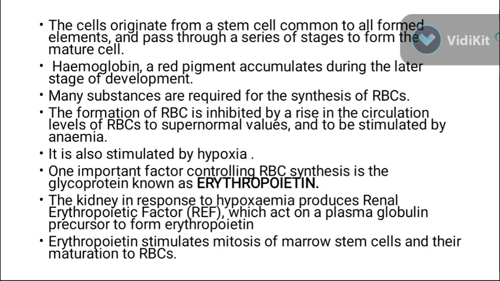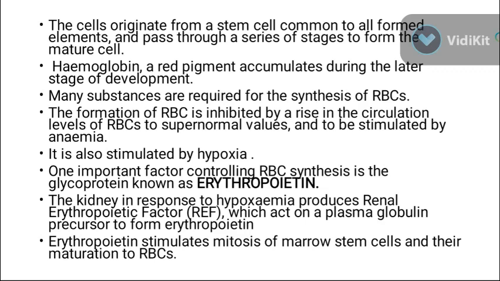Many substances are required for the synthesis of RBCs. The formation of RBCs is inhibited by a rise in the circulating levels of RBCs to supernormal values, and is stimulated by anemia. It is also stimulated by hypoxia. One important factor controlling RBC synthesis is the glycoprotein known as erythropoietin. The kidney, in response to hypoxemia, produces renal erythropoietic factor, REF, which acts on a plasma globulin precursor to form erythropoietin. Erythropoietin stimulates mitosis of marrow stem cells and their maturation to RBCs.